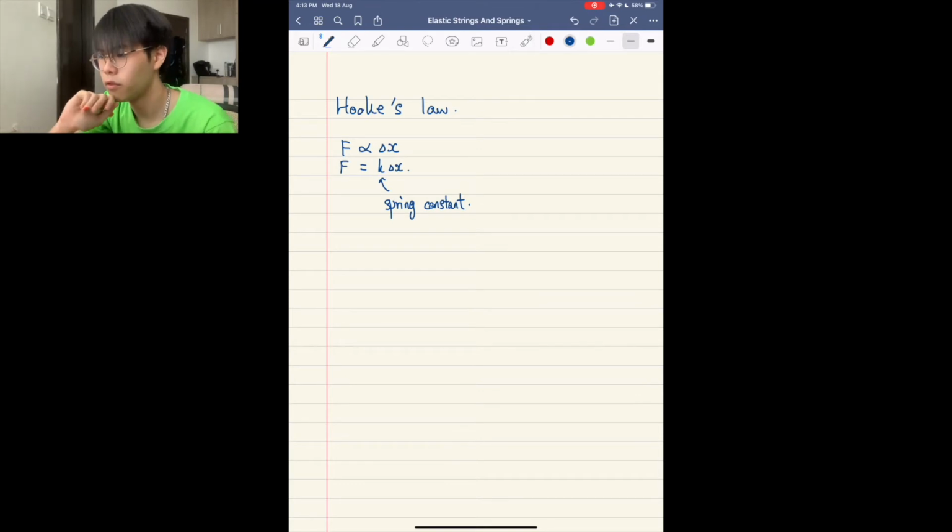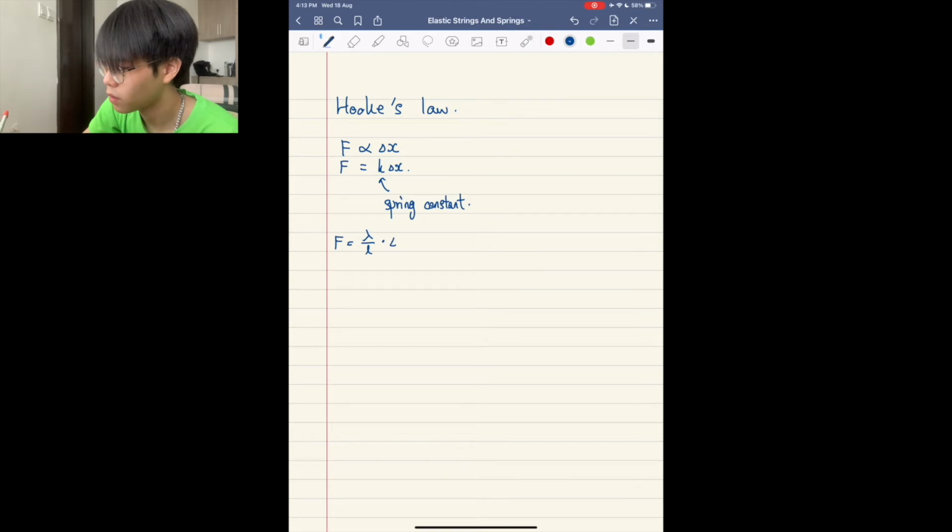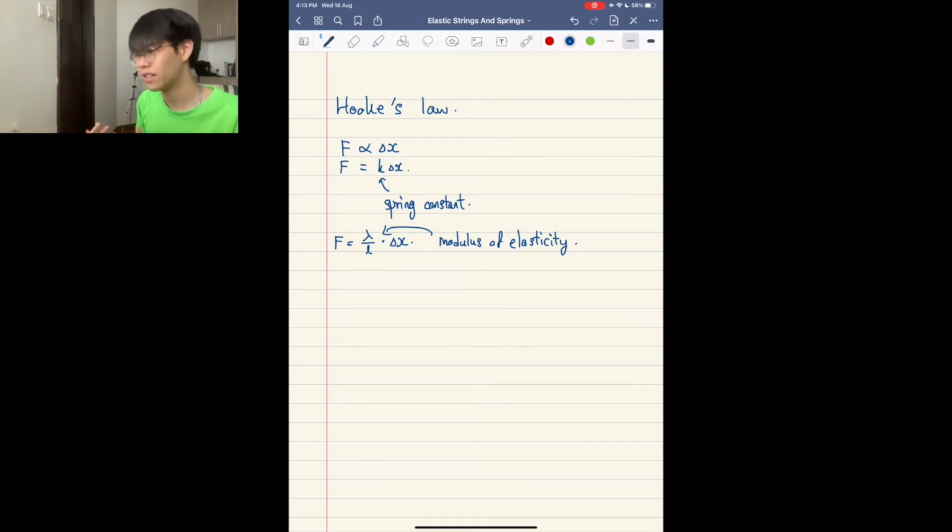But in math, we don't use k. We use something instead, which is lambda over L times x. So lambda is the modulus of elasticity. It means how elastic a material is.